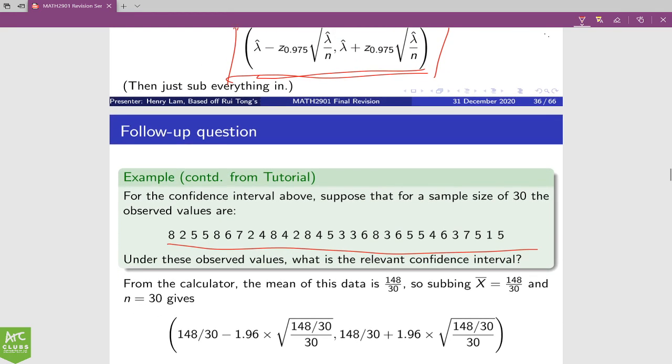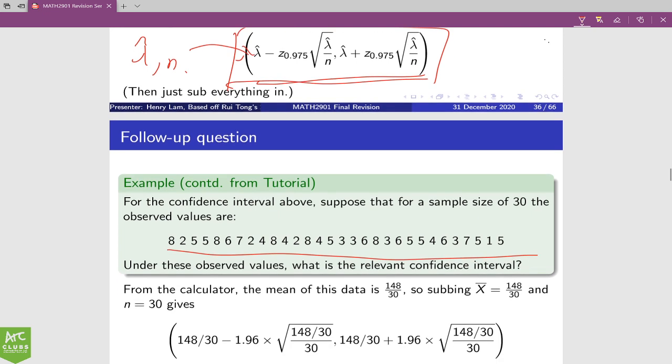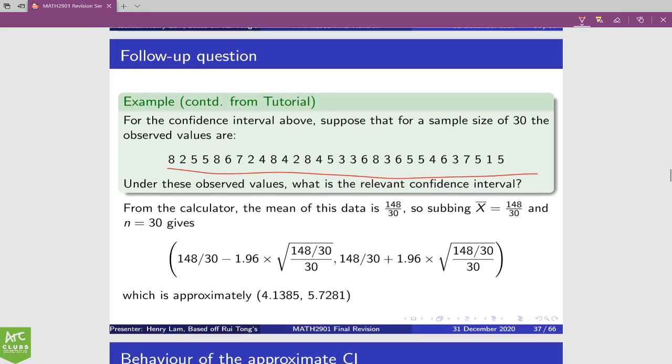we can just sub in numbers, right? So the only thing up here that depends on the parameters is lambda hat and n. So those are the only things we need to sub in. Oh yeah, I guess these two also. These two are just fixed values, 1.96 and 6. Right? So we need to figure out what lambda hat is.